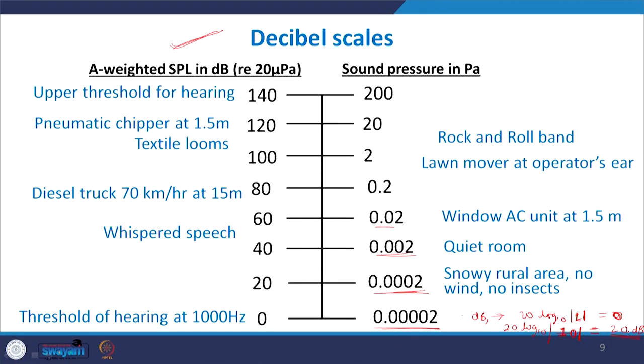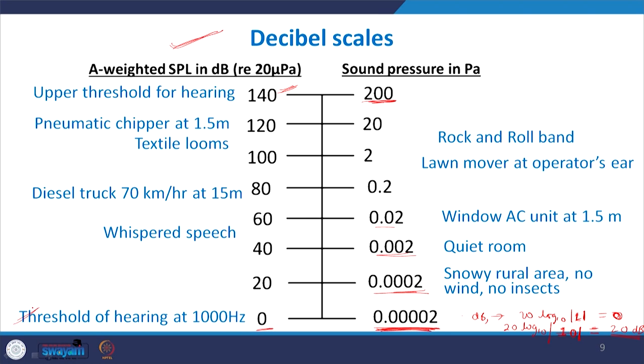So as you see, the scale is now getting compressed. The differences are getting compressed. The 10 times increment is now just 20 dB. So this big range from 20 micropascals to 200 pascals reduces to a range of 0 dB to 140 dB, and so on. So we get a compressed and more comfortable range of values to handle.